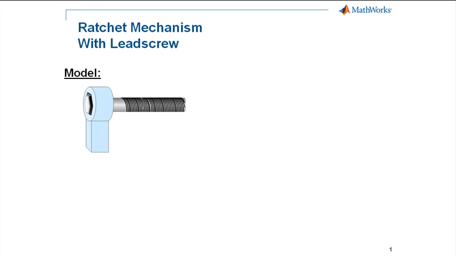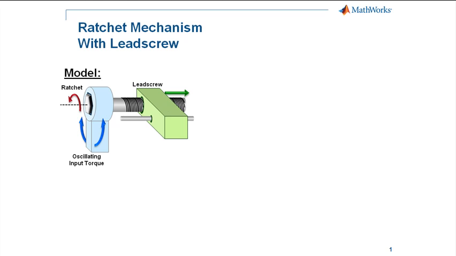In this demonstration, we're going to show how to model a ratchet mechanism with a lead screw. Our system consists of a screw connected to a ratchet. We're going to drive the ratchet with an oscillating input torque, and the ratchet will only permit the screw to rotate in one direction. On the screw is a lead screw. It will translate as the screw rotates, and the lead screw is acting against a mechanical load.